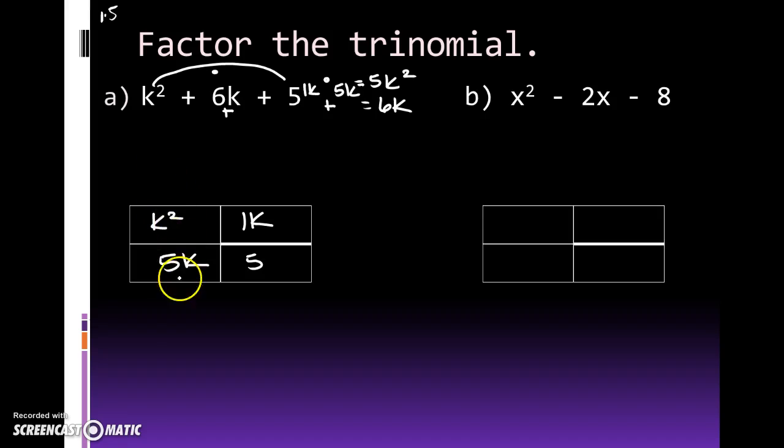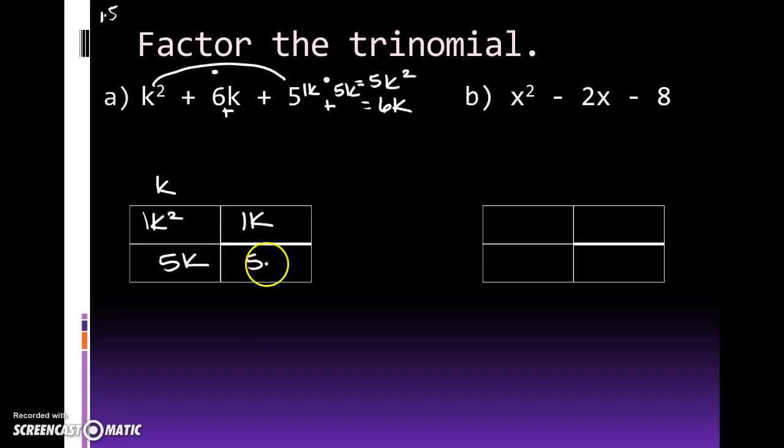I'm looking at the first column. I'm looking at 5k and k squared and 5k. What do they both have in common? Well, there's not a number because it's just 1, but they both have a k in common, so I'm going to factor out a k.